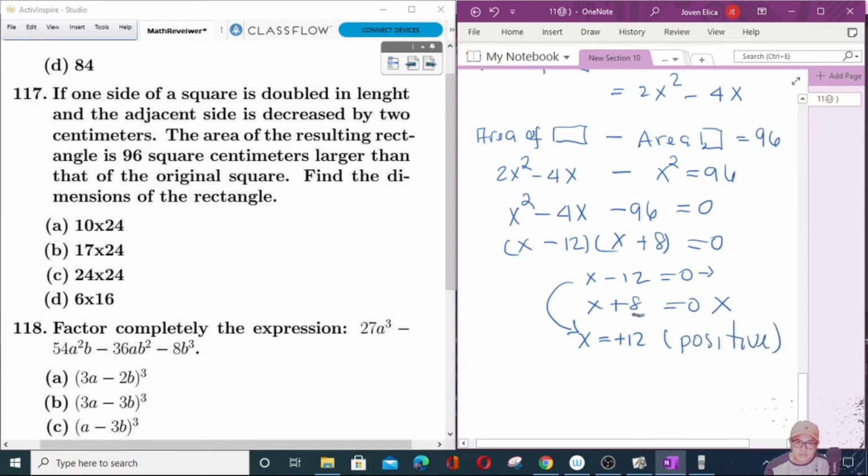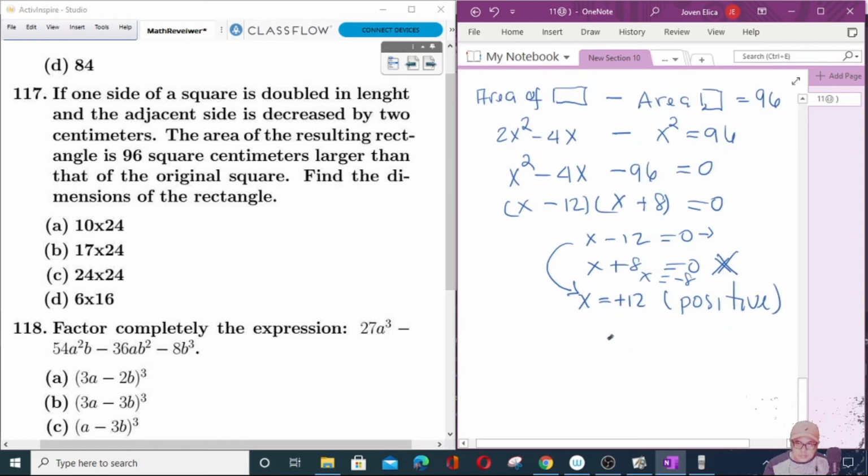We disregard the negative value, because this one becomes x equals negative 8. So ignore that one. The positive solution is 12 centimeters, which is actually the area of a square.